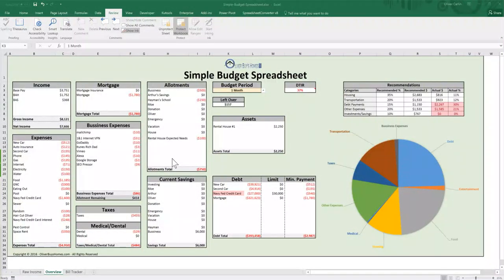So we're going to be going over the Simple Budget Spreadsheet that I made, and basically just some key features of it, and see if it's something you would be interested in using or not.